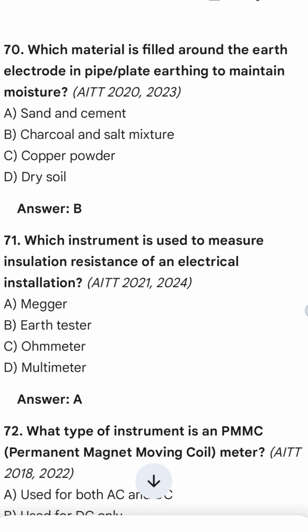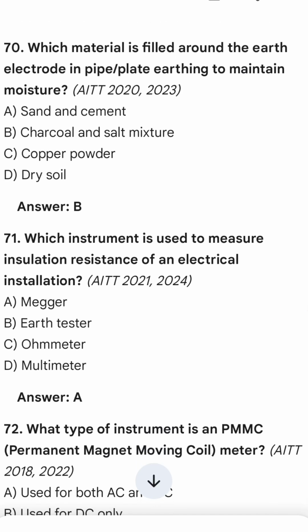Question number 70. Which material is filled around the earth electrode in pipe/plate earthing to maintain the moisture? Option A, sand and cement. Option B, charcoal and salt mixture. Option C, copper powder. Option D, dry soil. Option B is the correct answer.